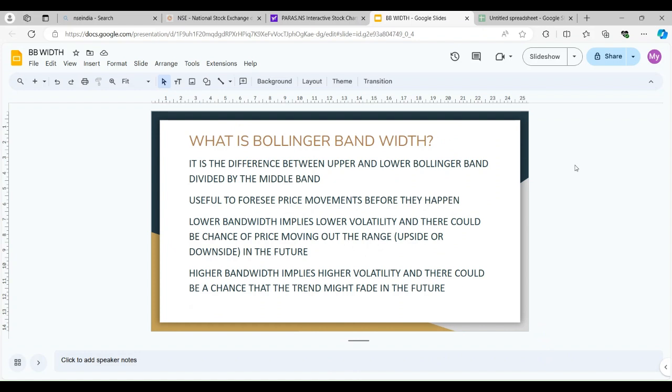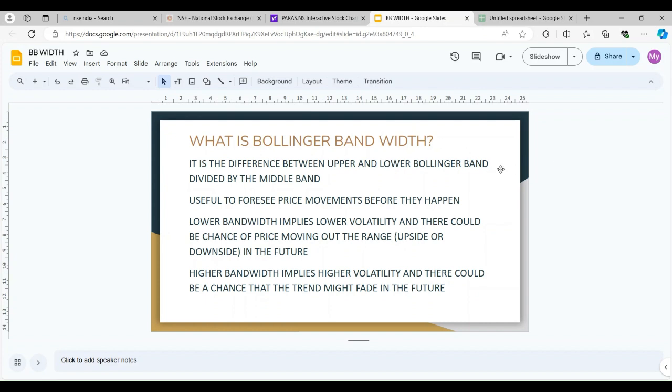Lower bandwidth implies lower volatility and there could be a chance of price moving out of the range, either upside or downside in the future. Higher bandwidth implies higher volatility, and there could be a chance that the trend might fade in the future.